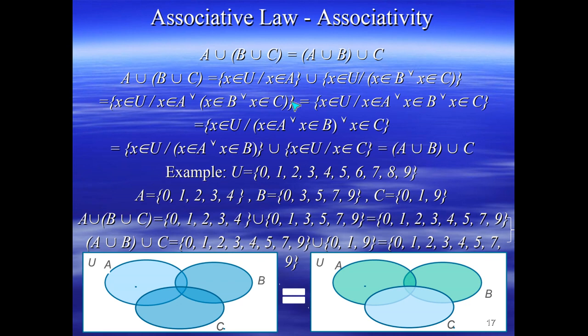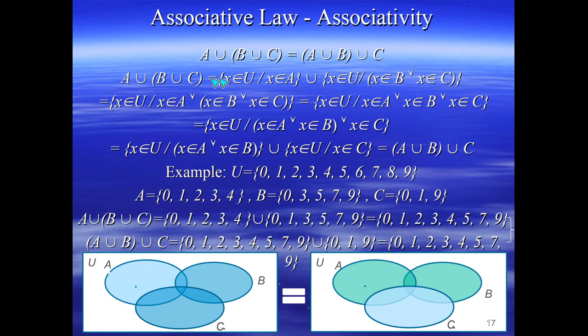How do I prove it officially? I prove it by description. What is A union (B union C)? It means x is, well, A. I should write down A. Then make a union and then write B union C. The set A, I can write it down like this. It's a little bit tautological, but it's okay. x is an element of the universal set such that x is an element of A. This is the set A.